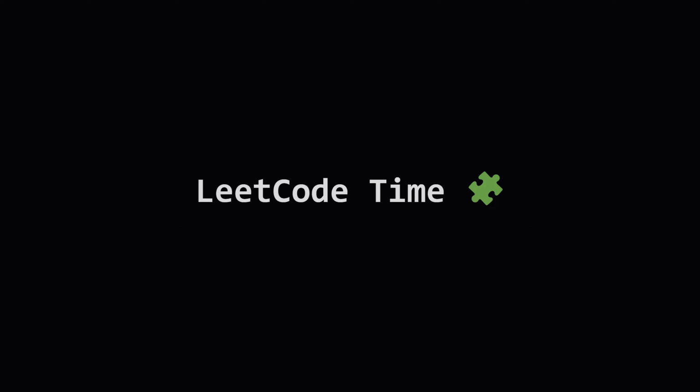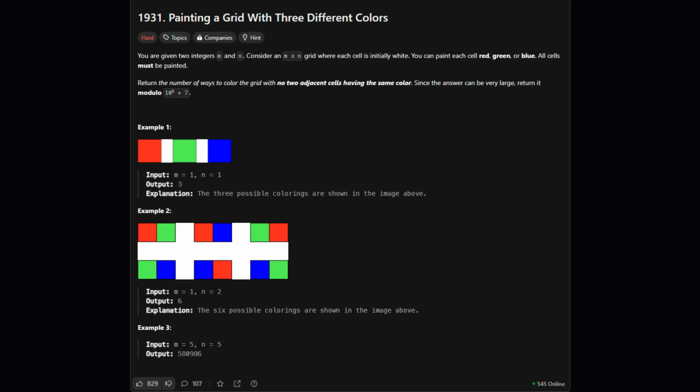After those project setups, I switched gears to LeetCode. Got 3 problems done today. First up was painting a grid with 3 different colors. Spoiler alert, this one involves figuring out how many ways you can color an M by N grid using 3 colors, red, green, or blue, such that no 2 adjacent cells, up, down, left, or right, have the same color.